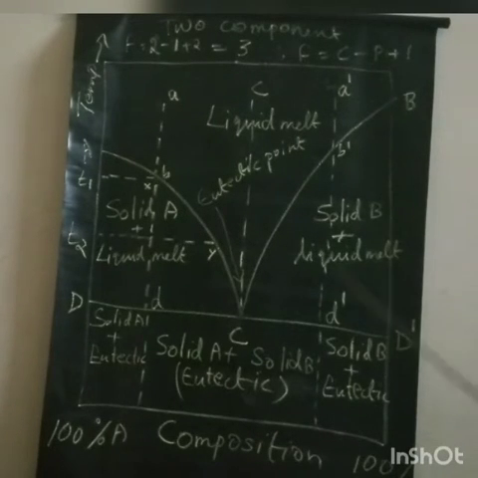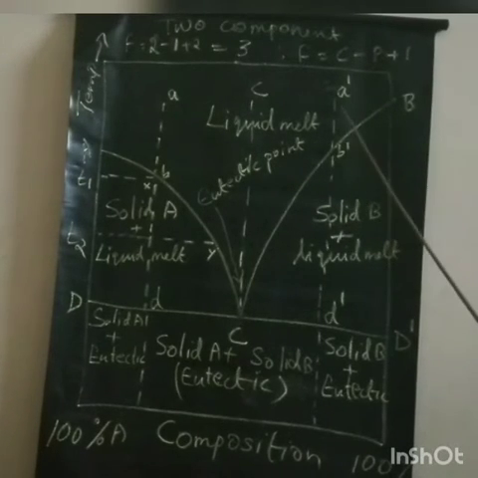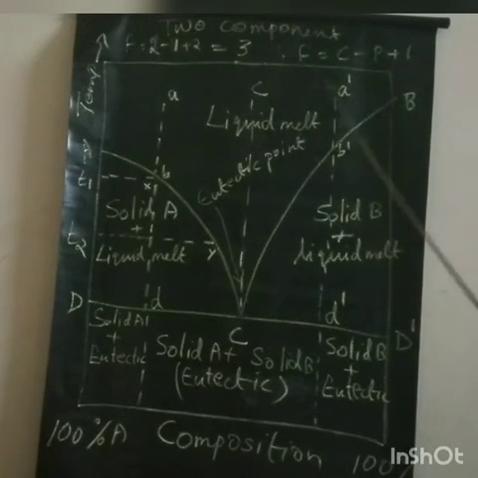And in this area, BCD dash, the phases will be solid B and the liquid melt, and the system will be monovariant. But in the area above ACB, there is only liquid melt, so it is a single phase system, and the system will be bivariant.